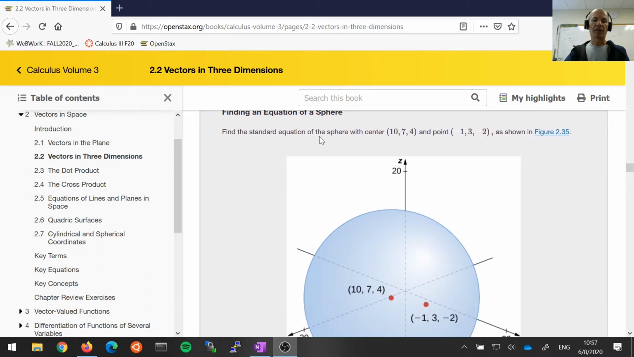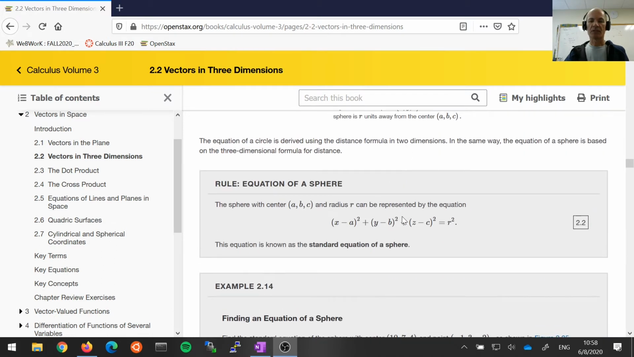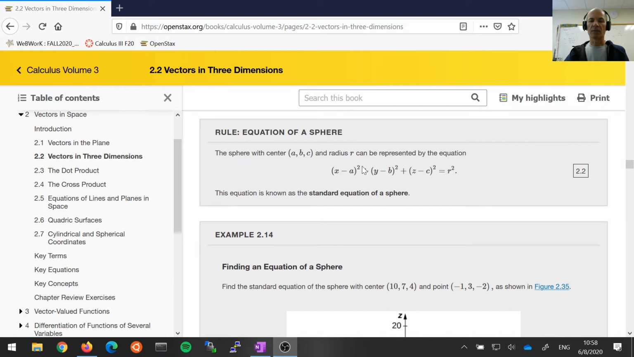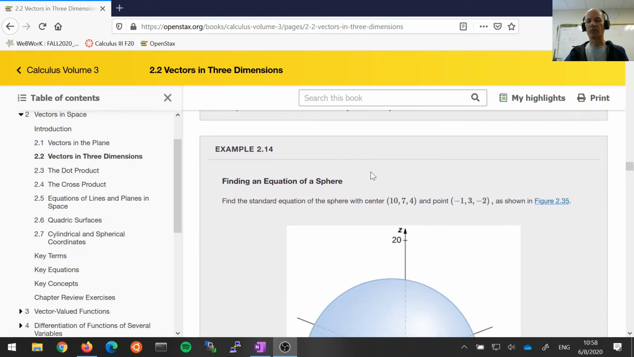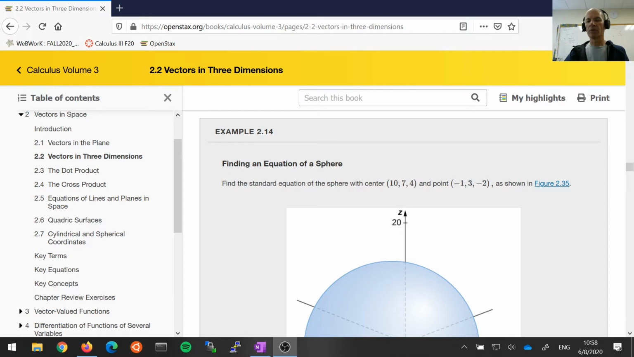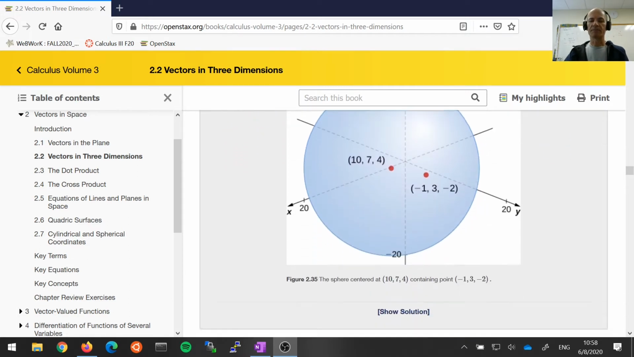We could find the standard equation of the sphere with center (10, 7, 4). I think this should say containing the point (-1, 3, -2). In order to do that, we have (a, b, c) here, so that's no problem. We need to figure out r in order to satisfy this standard form of the equation. How are we going to figure out r? We're going to compute the distance from this point to this point using the distance formula and drop that in for r.